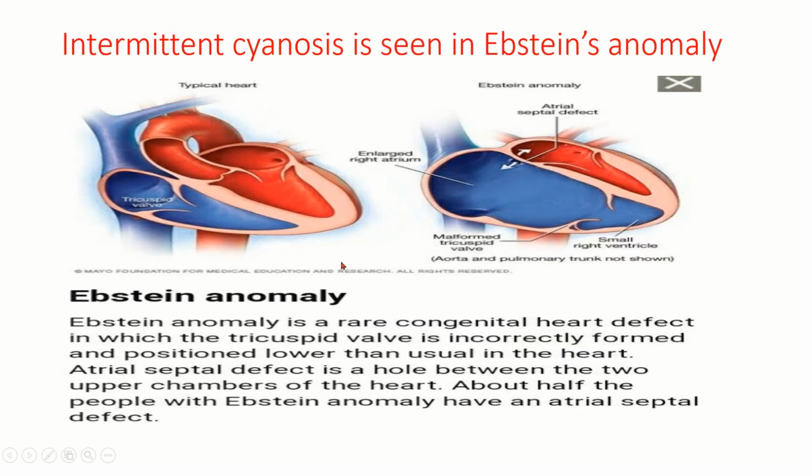Intermittent cyanosis is seen in Ebstein's anomaly. So what is this Ebstein's anomaly? You can see here a large right atrium and small right ventricle due to abnormal tricuspid valve formation. In the majority of cases, Ebstein's anomaly will be associated with atrial septal defect.